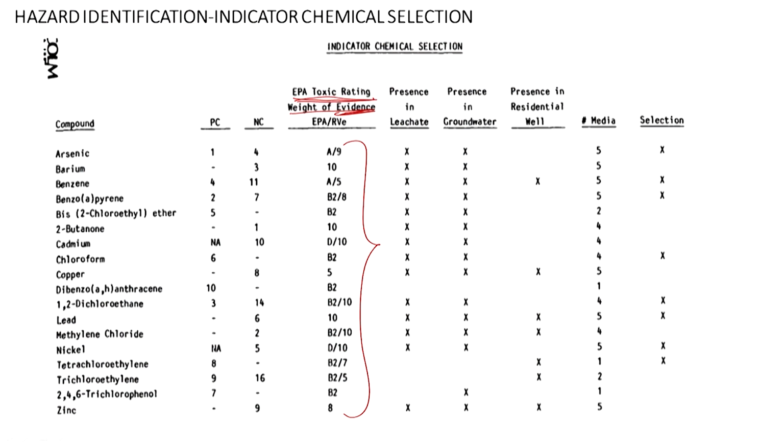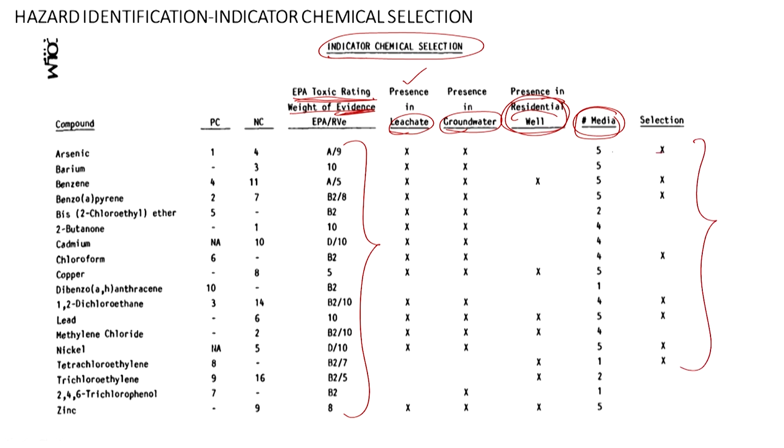And what else have they considered for screening that relatively long list of chemicals? They looked at its presence in leachate, its presence in groundwater, more importantly, the residential wells, and then the number of media that it was present in. So, considering these factors, they came up with a few of these compounds being chosen, let us say arsenic and so on. They did not obviously choose all the compounds, they looked at indicator compounds, if I can call them that.